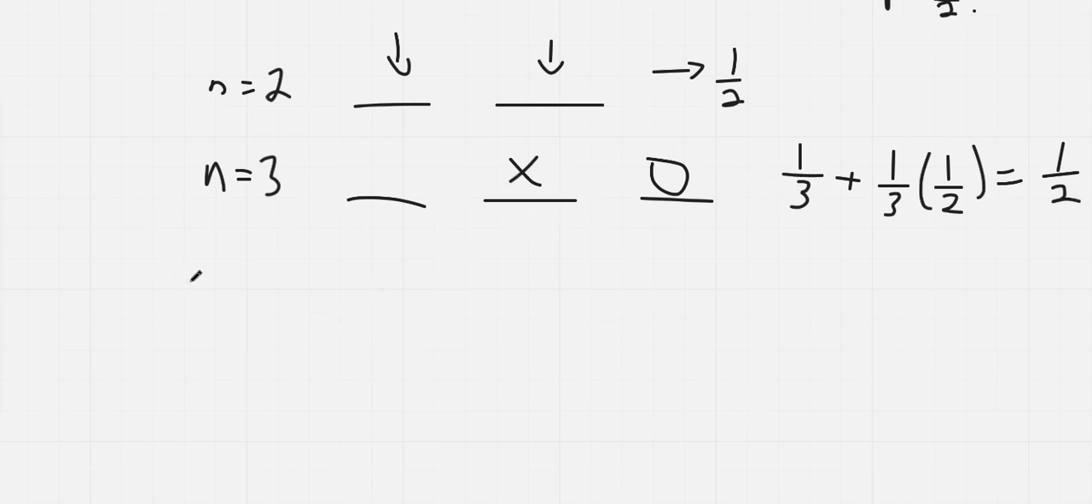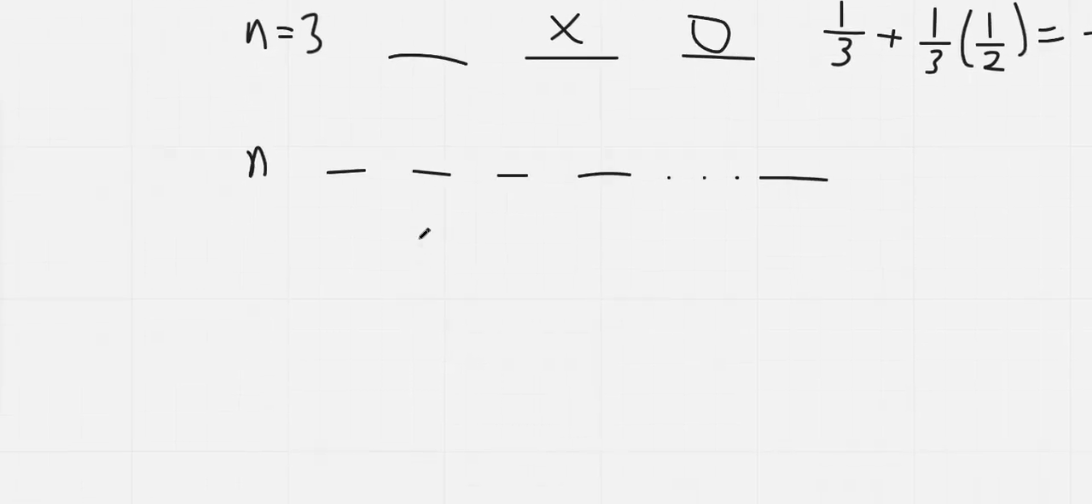So let's think about a more general case. Let's just say we have n seats. So again, the first person will have a 1 over n chance of taking the last person's seat. He also has a 1 over n chance of taking the second person's seat. What happens if he takes the second person's seat?